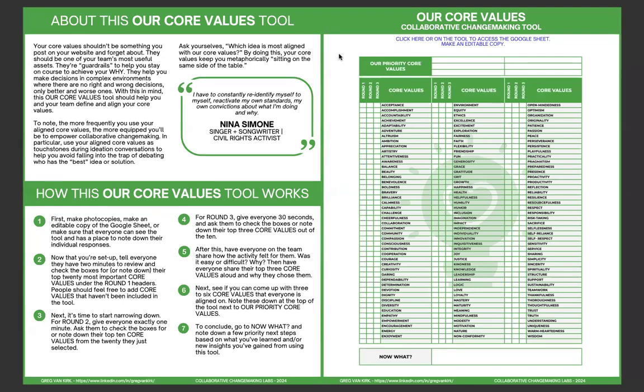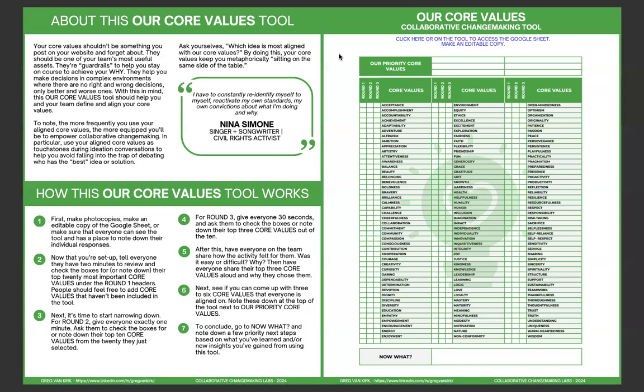Number two, now that you're set up, tell everyone they have 2 minutes to review and check the boxes for, or note down on a piece of paper, their top 20 most important core values under the round one headers. All right, so let's look over here at the tool to make sure we're clear on where that is and how it works. At the top of the tool, you see our priority core values. There's space for 6. We'll come to that later. This is what you fill in last. These are your aligned core values.